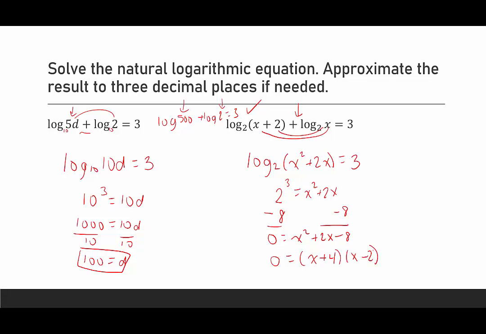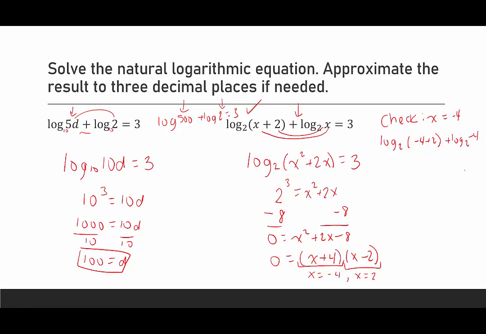Now that we have two factors whose product is 0, one of the factors must be 0. If this is the one that equals 0, then x equals negative 4. If this is the one that equals 0, then we have x equals 2. We need to check both of these to see if they are in fact legitimate solutions. So we'll start with negative 4 since that was the first one I found. When I go to plug it in, I get log base 2 of negative 4 plus 2 plus log base 2 of negative 4.